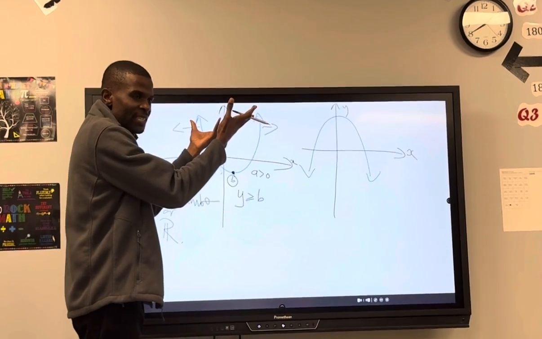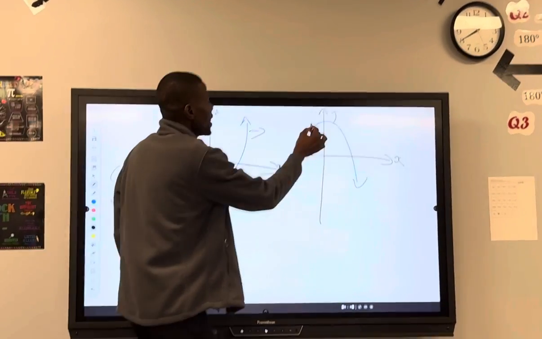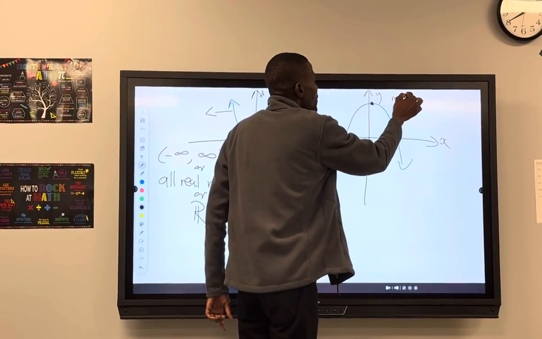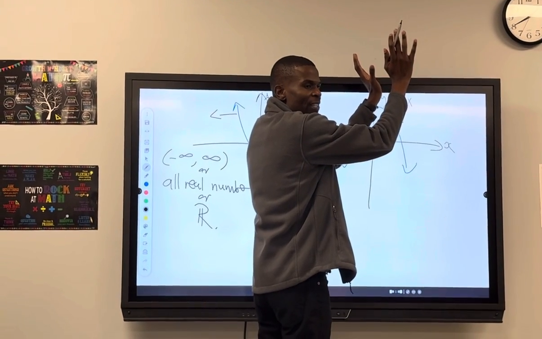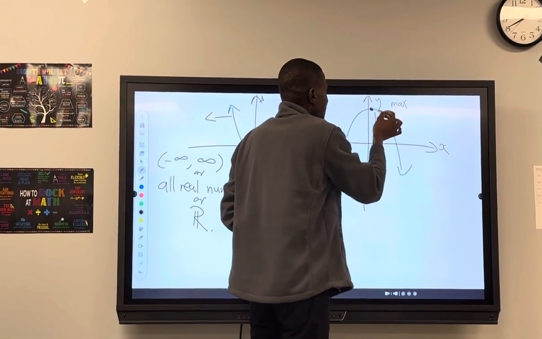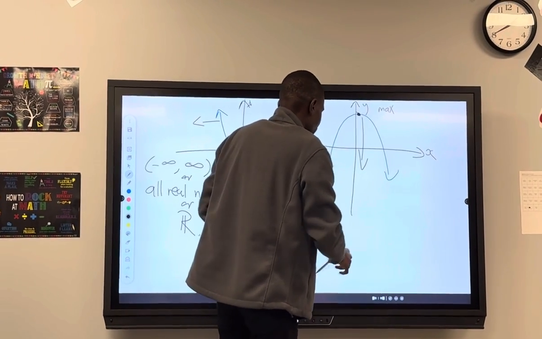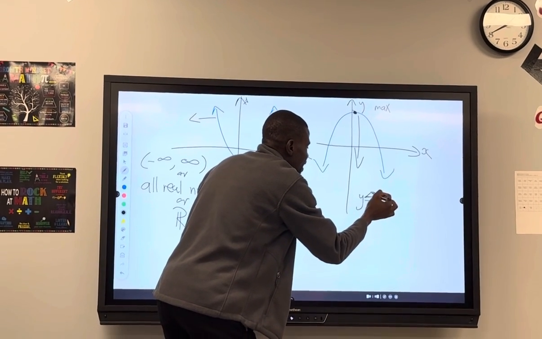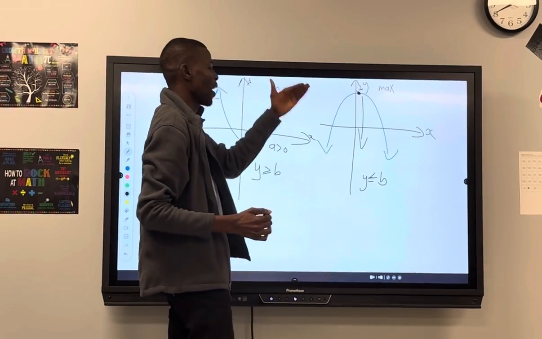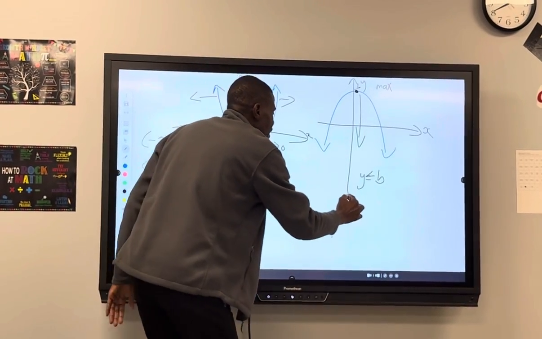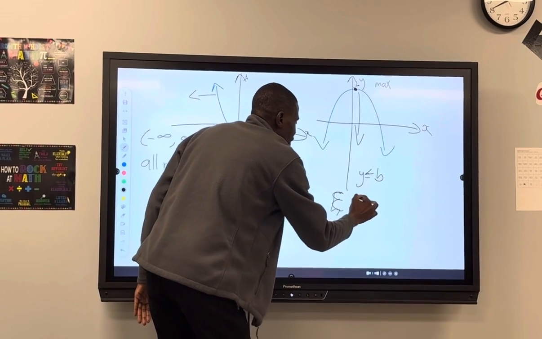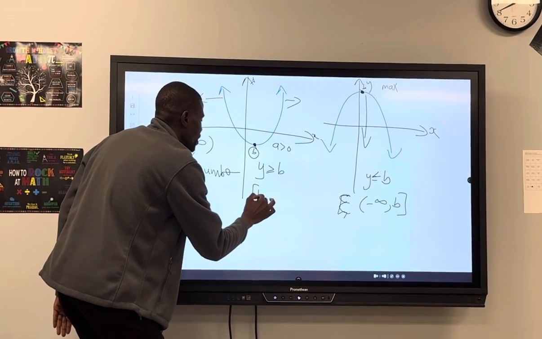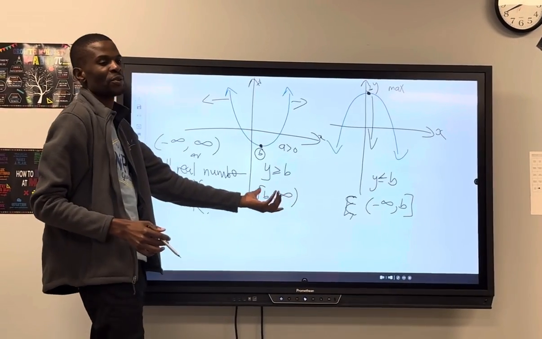Range are the y values, domain is x. So here, is this the minimum or the maximum point? Maximum, meaning we cannot go above that. So the values that we want start from this point and go downwards. Our range will be y less than or equal to B, or you can say from negative infinity to B, or starting from B it's open-ended, approaching positive infinity.